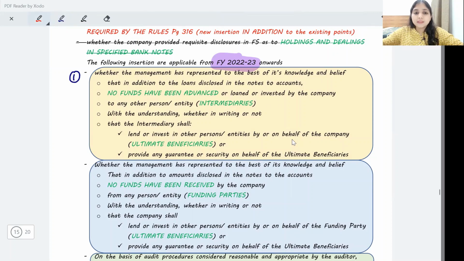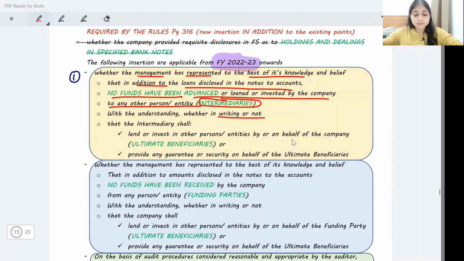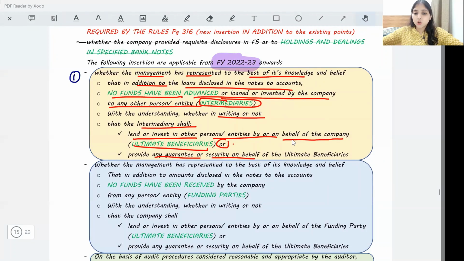Number 1, whether the management has represented to the best of its knowledge and belief that in addition to the loans disclosed in the notes to accounts, no funds have been advanced or loaned or invested by the company to any other entity called the intermediary, with the understanding, whether in writing or not, that the intermediary shall lend or invest in other persons or entities by or on behalf of the company called the ultimate beneficiaries, or provide guarantee or security on behalf of the ultimate beneficiary.